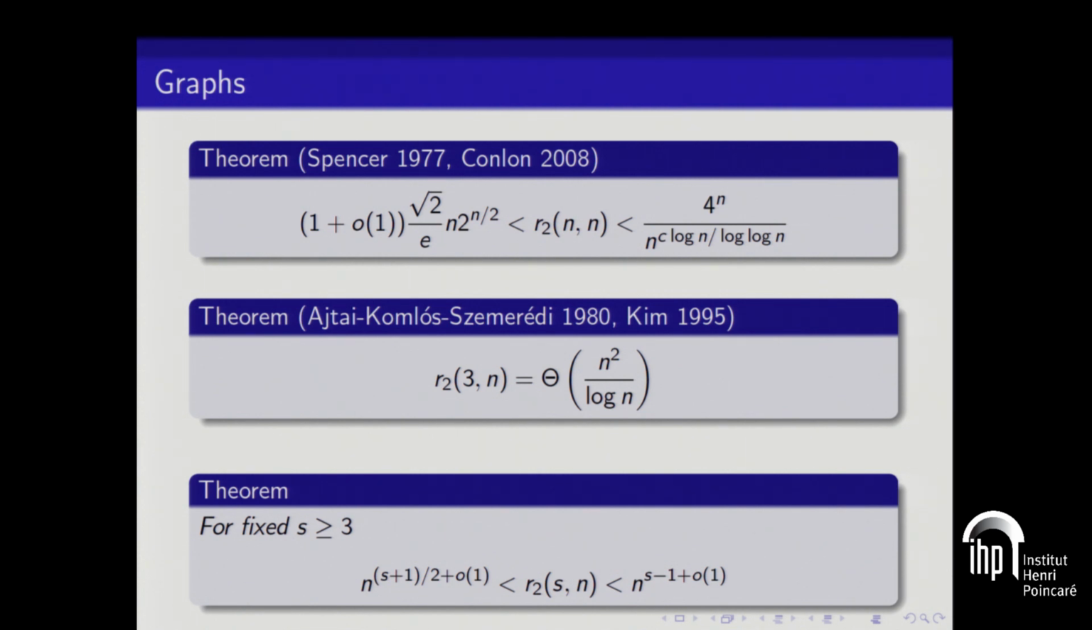So that's the situation for diagonal Ramsey numbers. We've had some more success in one off-diagonal Ramsey number, namely the smallest non-trivial one, when s equals 3, R(3,n). Here we have upper and lower bounds that differ by a constant factor. The order of magnitude is n squared over log n. The upper bound is due to Ajtai, Komlós, and Szemerédi, and the constructions are due to Kim. And in the last 5-6 years, there's been a lot of activity.